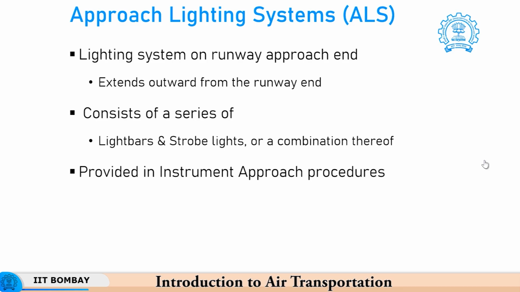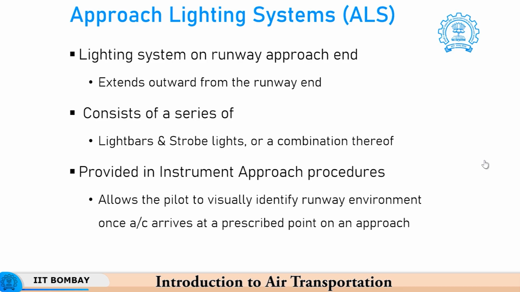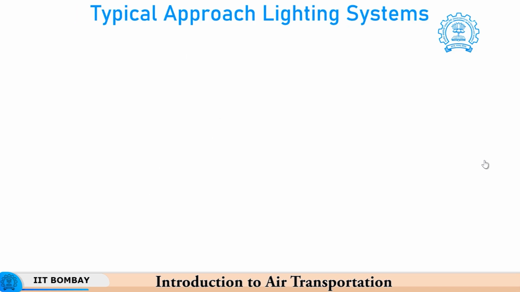This is provided in all instrument approach procedures. It allows the pilot to visually identify the runway environment once it arrives at a prescribed point on an approach. And the approach lighting system can be operated either by the air traffic controller on the ground, or in certain scenarios it can also be operated remotely by the pilot, as we will see. So, let us look at some typical approach lighting systems for various categories of ILS.